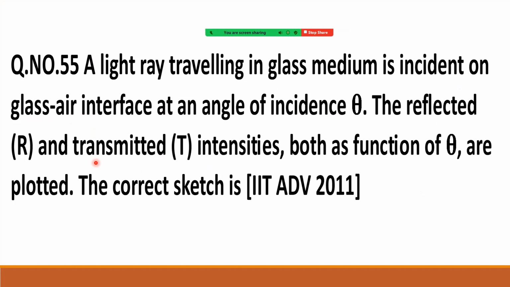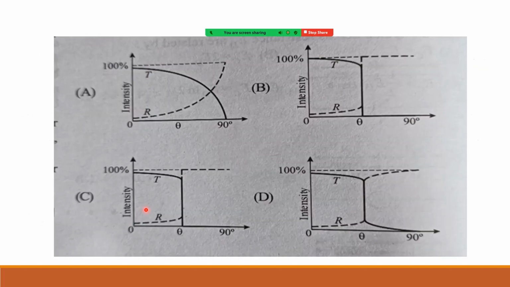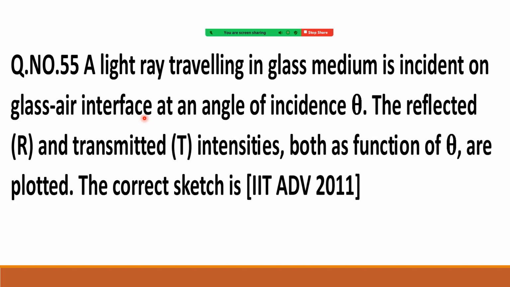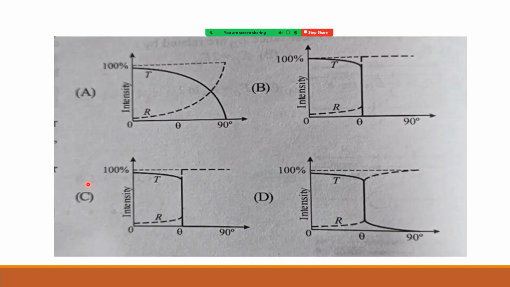The reflected and transmitted intensities, both as a function of theta, are plotted. The correct sketch is, see the graphs given. So first we have to focus here. Light ray traveling in glass medium means traveling from denser to rarer medium, because from glass to air, denser to rarer medium, right? Now see the graphs carefully.